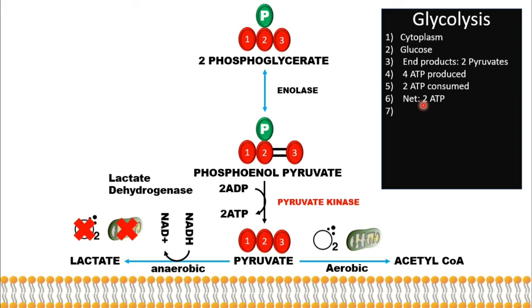And also don't forget, we had produced 2 NADH. In the case of aerobic glycolysis, the 2 NADH will be utilized in the electron transport chain to produce more ATP. But in the case of anaerobic glycolysis, or absence of oxygen or lack of mitochondria, these 2 NADH will be utilized to produce lactic acid.